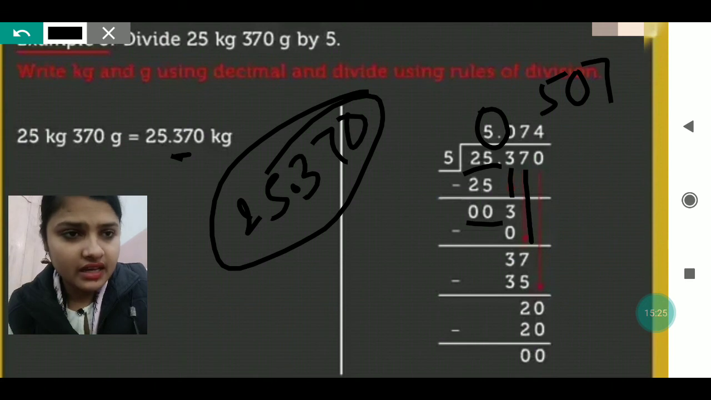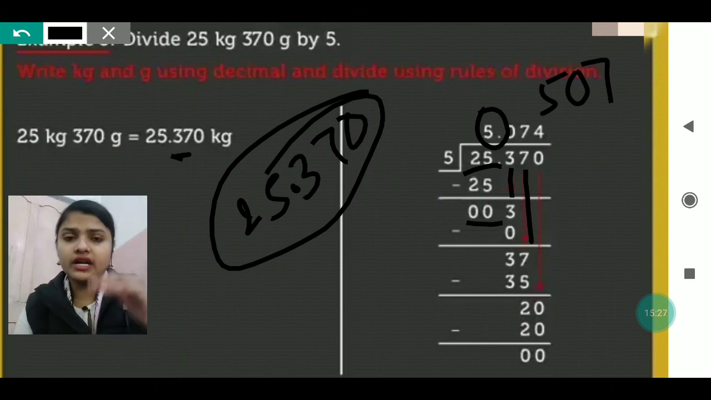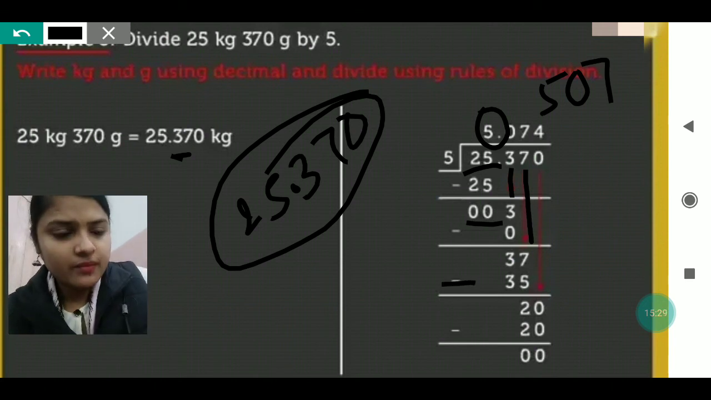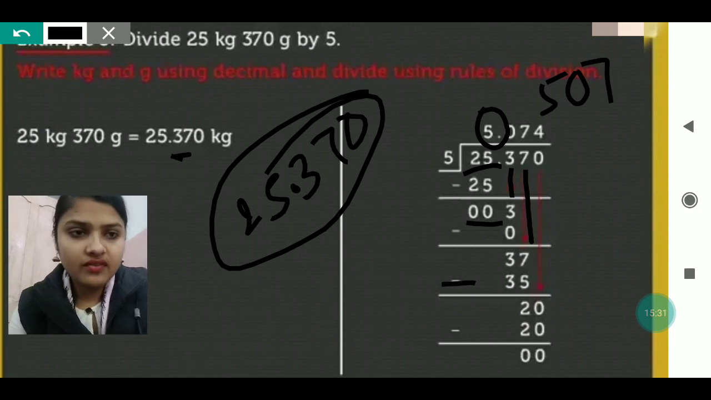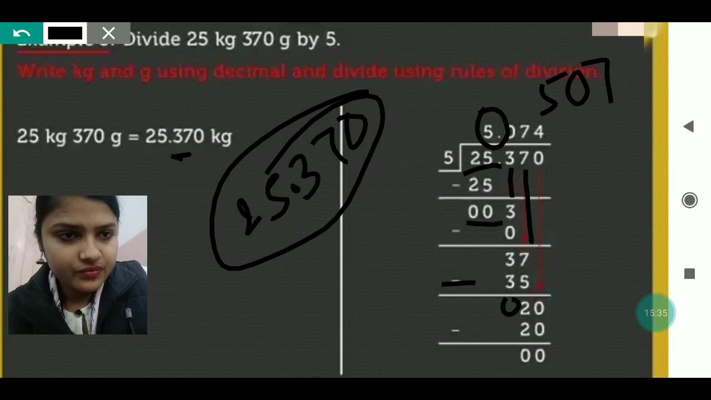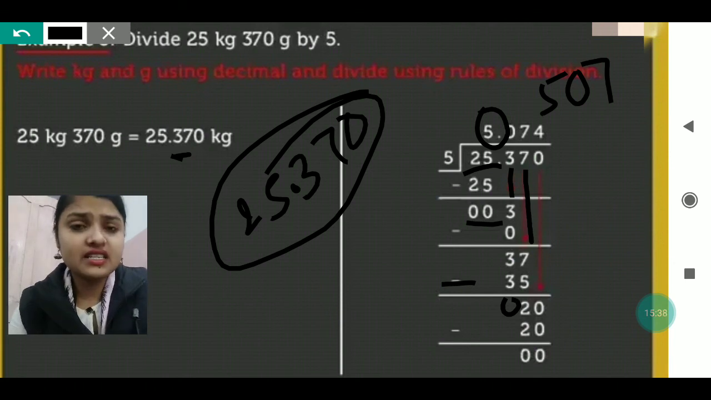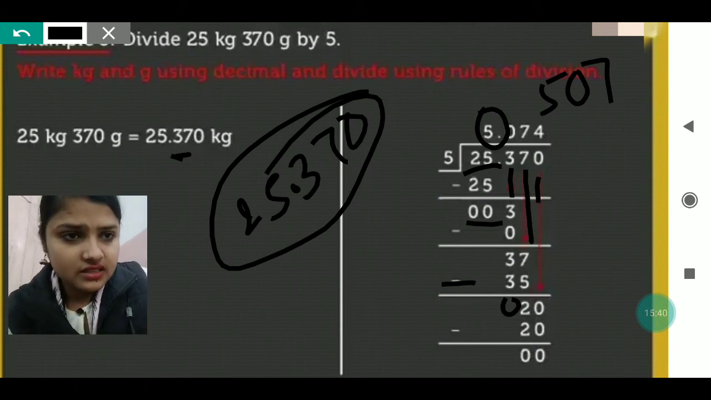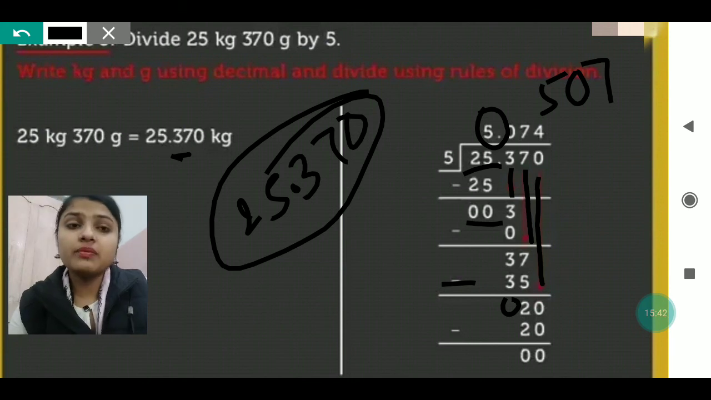So 7 we will write here, and 35 we will write just below 37. You can see it is being written. Now 7 minus 5 we will do, then we will get 2, and 3 minus 3 we will do, then we will get 0. After that it is 2. Now the last digit, that is 0, we will take down. Okay, so it will be 20.